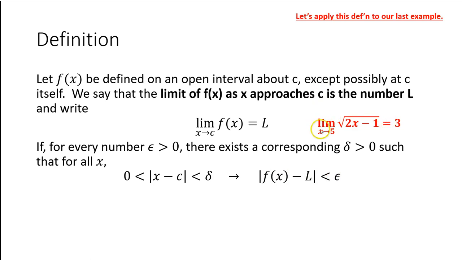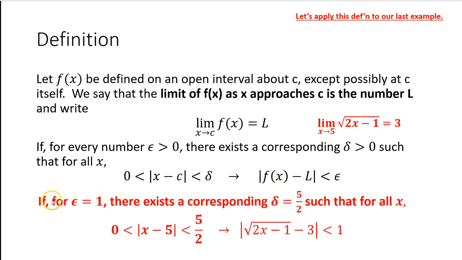Let's look at the previous example. Here was our limit: the limit as x goes to 5 of the square root of 2x minus 1 equals 3. Now we want to write our solution, and basically all we're going to do is take these last two sentences, which we've memorized, and plug in for c, delta, f of x, L, and epsilon. For epsilon equals 1, because we were told epsilon is 1, there exists a corresponding delta. We solved for delta. We got 5 halves, such that for all x, 0 is less than the absolute value of x minus 5 less than 5 halves implies the absolute value of the square root of 2x minus 1 minus 3 is less than 1.